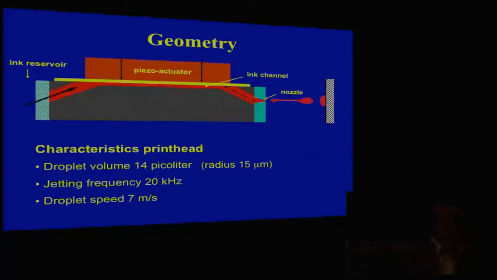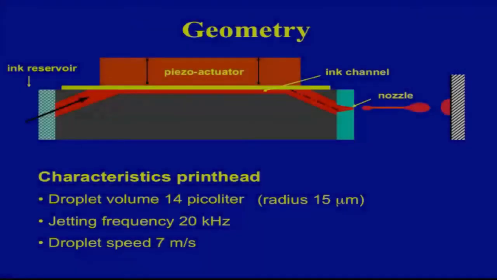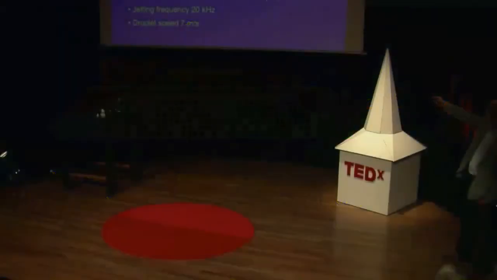Piezoacoustic inkjet printing is very similar to single bubble fluorescence in the sense that you have a channel connected to some piezo, which is oscillating, in fact, at very similar frequencies, 20,000 hertz. And typically 20,000 times per second, a droplet is pressed out. Here you see the ink. Droplets are typically 15 microns in radius.